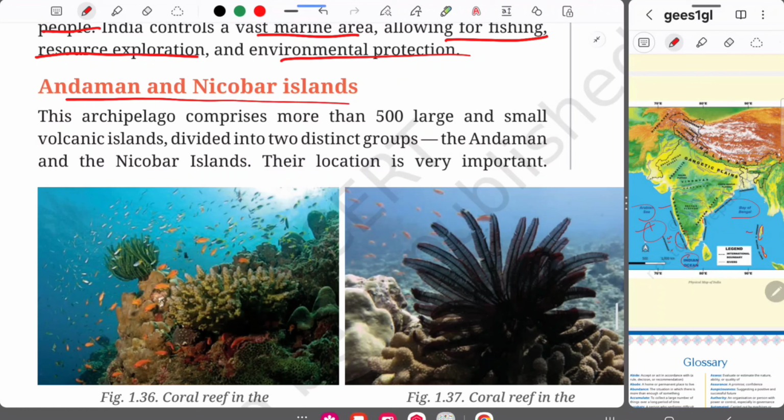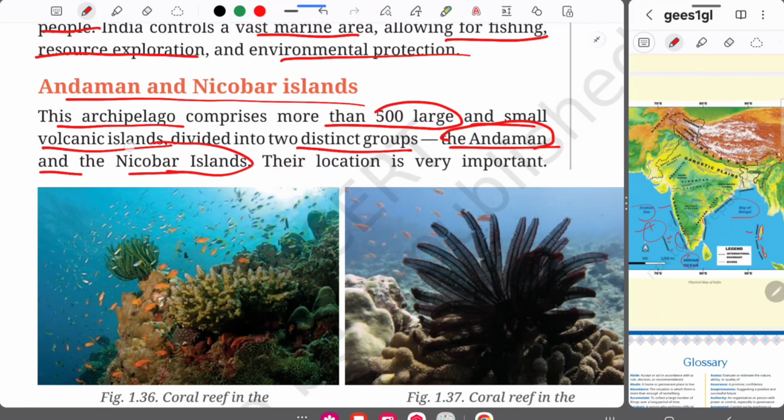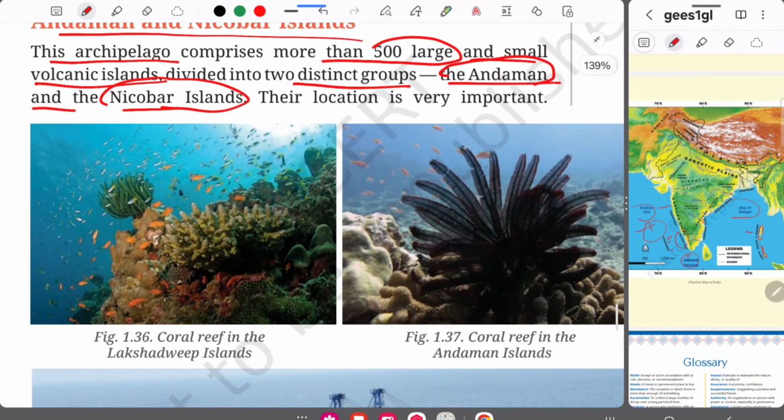So next we have the Andaman and Nicobar Islands. This is bigger than the Lakshadweep Island. This again is an archipelago comprising more than 500 large and small volcanic islands divided into two distinct groups, the Andaman and the Nicobar. That is why we have Andaman and Nicobar, two island groups. Their location is very much important.